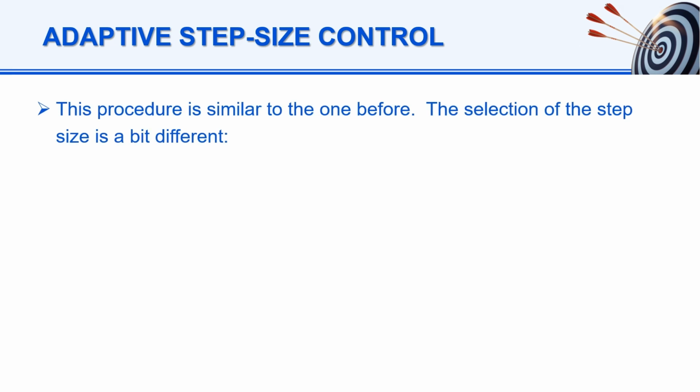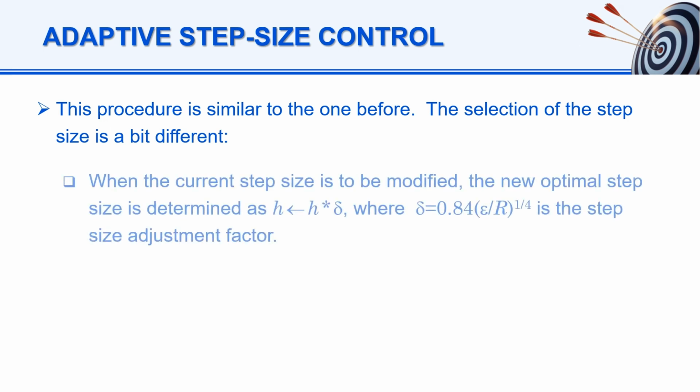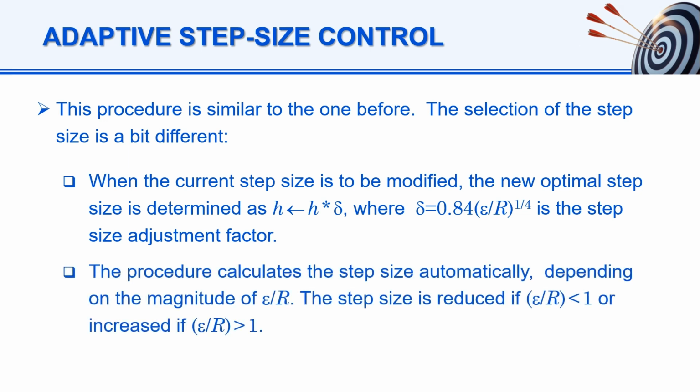This next procedure is similar to the previous one. The selection of the step size is a bit different. When the current step size is to be modified, the new optimal step size is determined using the delta step size adjustment factor. The procedure calculates the step size automatically, depending on the magnitude of epsilon over R. The step size is reduced if epsilon over R is less than 1 or increased if it is greater than 1.